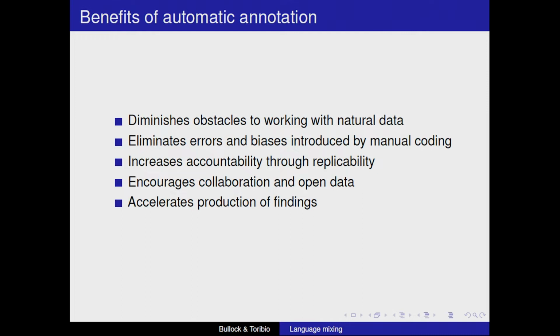Let's start with the automatic annotation. There are many benefits. The first, obviously, is that it diminishes some of the obstacles to working with natural data. Okay, all of you collect data, and then you need to transcribe and annotate, and it'd be wonderful to be able to do that automatically. It eliminates some of the errors that are, in fact, introduced by manual coding. As a simple example from code switching, whether a word is a code switch or a borrowing is not something that you should decide at the level of coding, right? It's something that should emerge from the data.